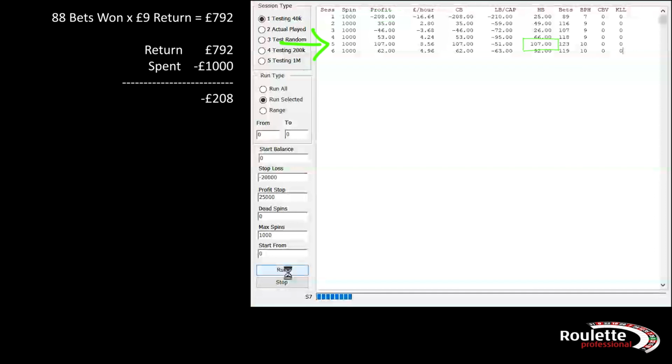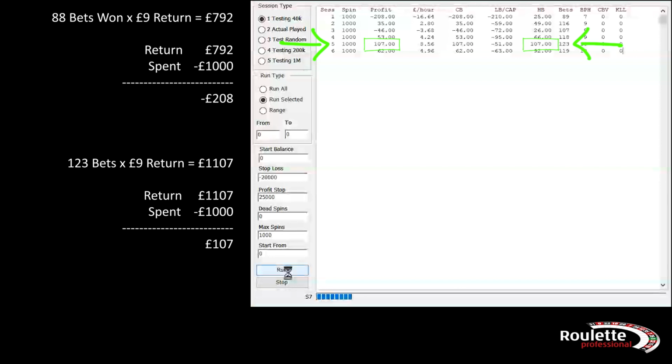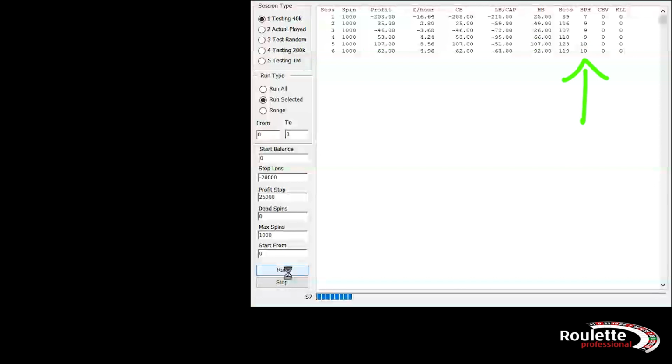Look at session 5. Its highest balance is also its profit, so that session must have ended with a win, so all bets placed won. With 123 bets returning £9, that's a total of 1,107. Take off the 1,000 spent on bets, leaves you 107 in profit. The BPH, or bets per hour column, is also based on 80 spins per hour, unless stated otherwise. It's this kind of information that will allow us to make insightful comparisons between different types of bets.